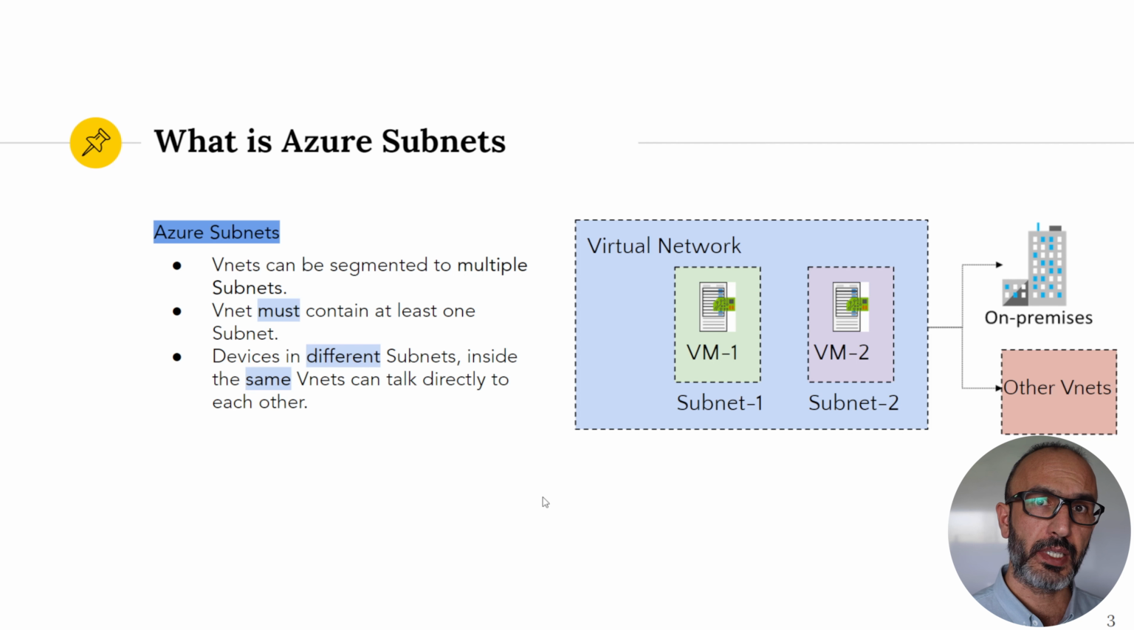A VNet can be segmented into what is called a subnet. Each VNet must contain at least one subnet, and it could contain multiple subnets. Devices in different subnets in the same virtual network can talk directly to each other, no need to explicitly configure the routing. For example, your virtual machine VM1 in subnet 1 can talk directly to virtual machine 2 in subnet 2 because they are part of the same virtual network.